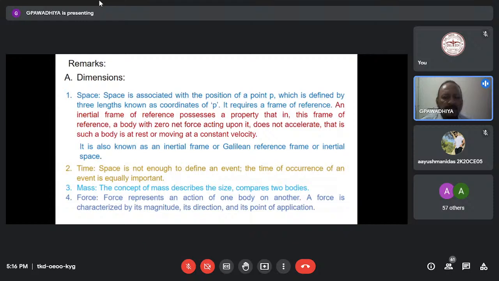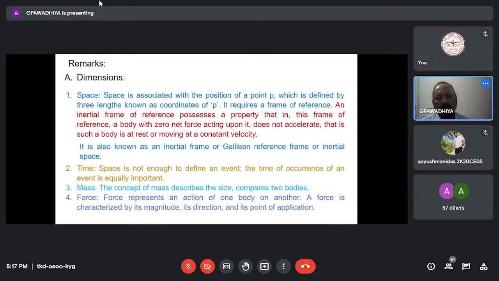Force represents an action of one body on another. So when two bodies interact with each other, some force we see. So it's an action or reaction we see. Action means something, a cause. Reaction is the effect. So a cause is called an action.